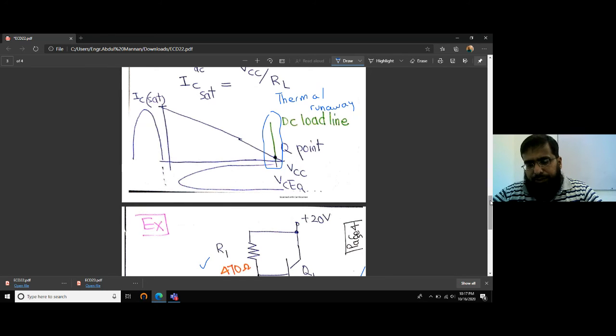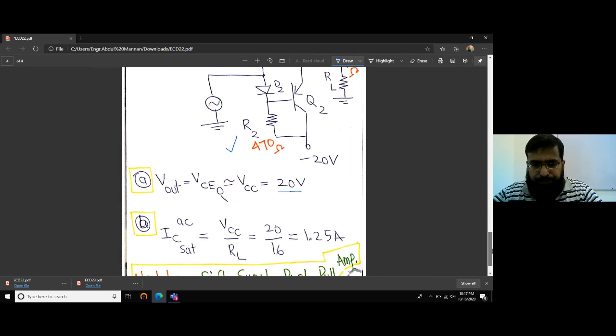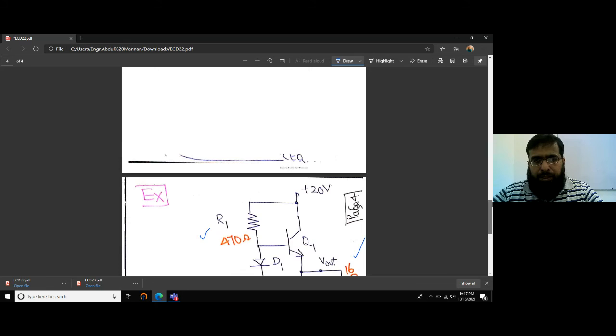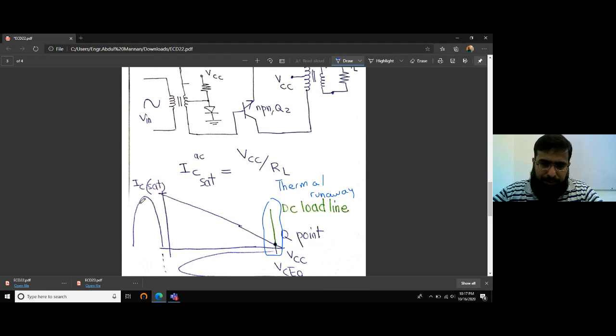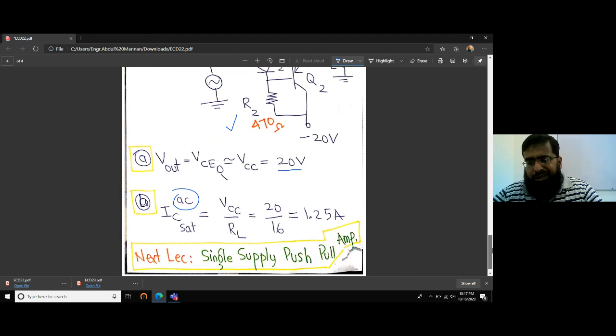We studied that in the last lecture. It's biased very close to VCC. The Q point is very close to VCC, and we have a very small current flowing. So it's near cutoff. IC sat is the max AC IC that can flow through. So the max IC would be VCC over RC, assuming that VCE is approximately equal to 0 volts.